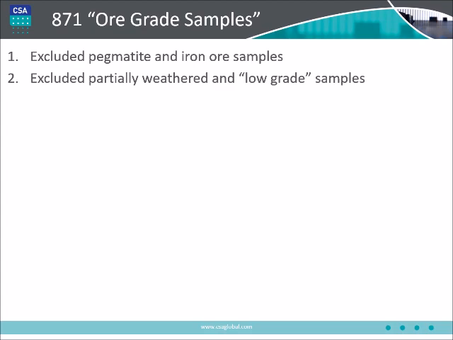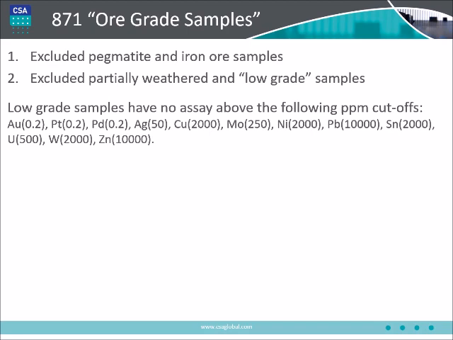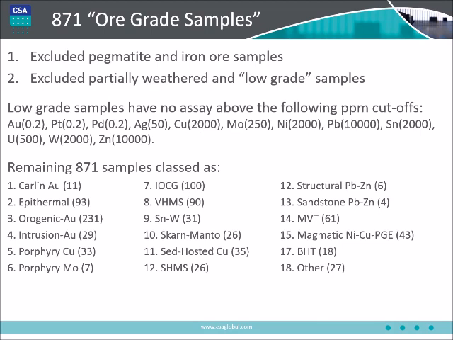But by far the most samples which have been culled are low grade, particularly orogenic gold samples, where we're given a sample, and they say this is from such and such a mine, I think it's got some gold in it, and it doesn't have very much gold. So I just did a simple cutoff: if a sample didn't have at least 0.2 grams per tonne gold or at least 0.2 grams per tonne platinum, etc., etc. These are fairly modest cutoffs, and if a sample fails to jump over at least one of these hurdles, it's been excluded.